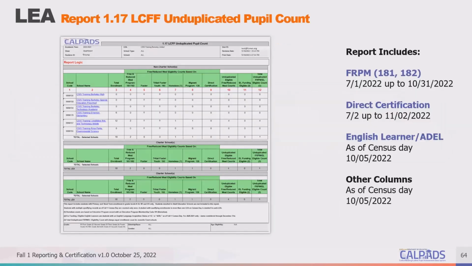Report 1.17, unduplicated pupil count, is now the new title, right? LCFF unduplicated pupil count used to have a much longer name, and it was a subgroup report. And again, it was changed just to identify those students who are eligible for LCFF funding. So the age eligibility filter is gone. Your foster counts may be increased this year significantly. In previous years, the involuntary foster youth were not identified for purposes of CalPADS or LCFF.